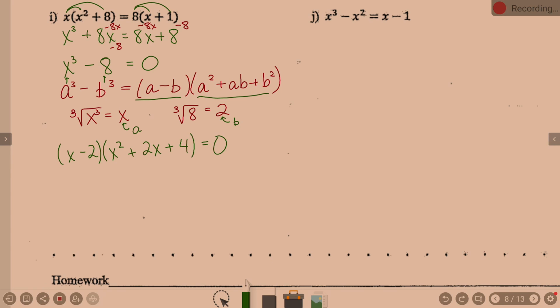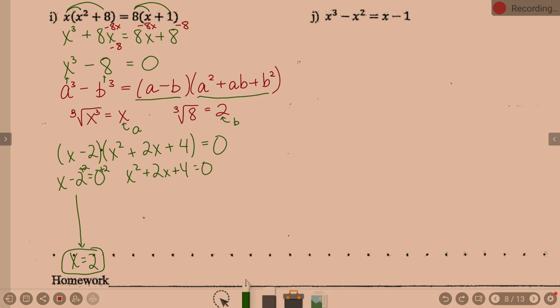I will tell you, x squared plus 2x plus 4, as much as we want it to, does not factor anymore. Darn it. Okay? So we need to set each part equal to 0. We have x minus 2 equals 0. And we have x squared plus 2x plus 4 equals 0. Let's get the easy one out of the way. What do we know about x minus 2 equals 0? Add 2, x equals 2. Don't forget that answer. That's the easy answer.